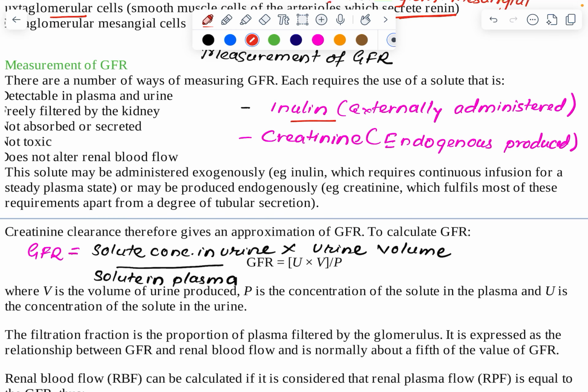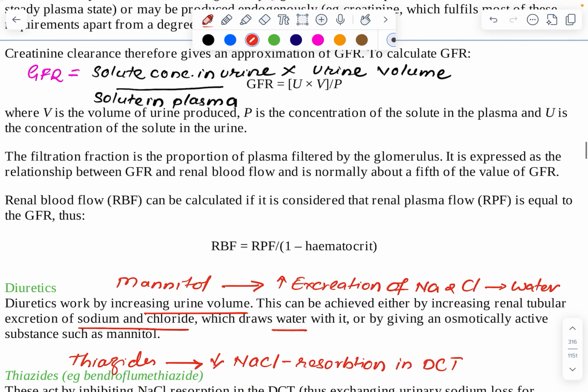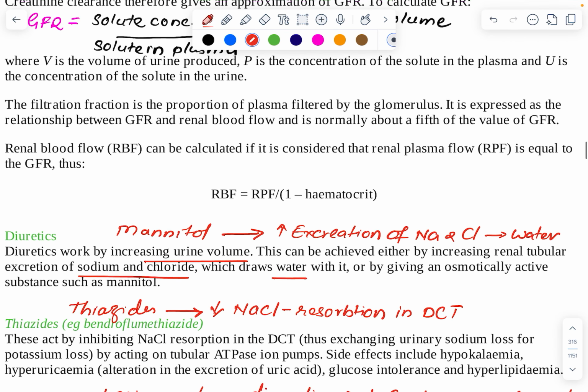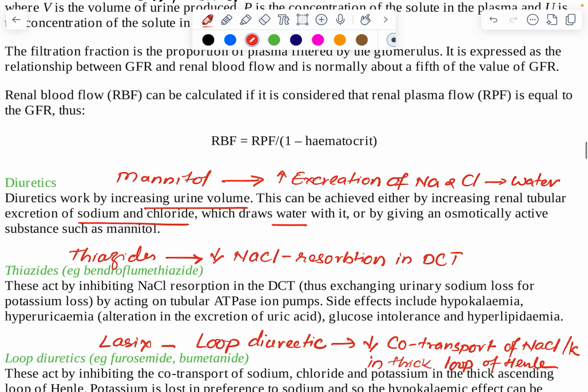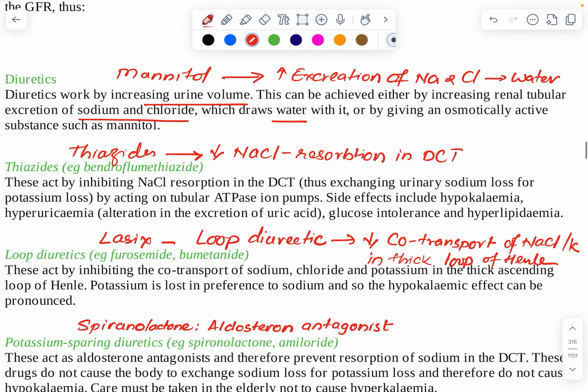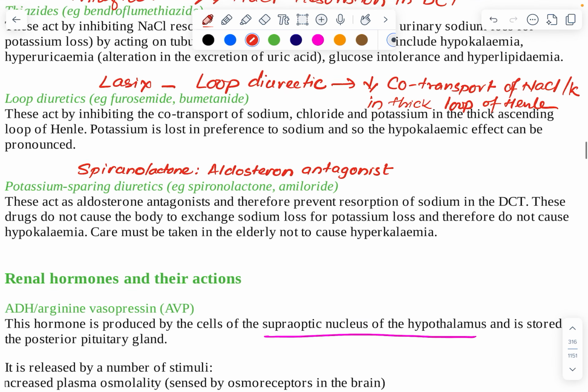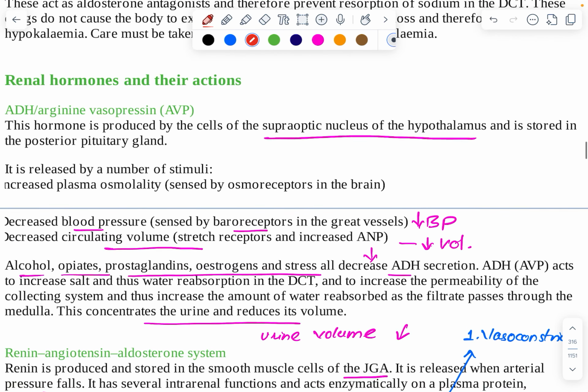Clearance is urine solute concentration divided by plasma solute concentration, multiplied by urine volume. Diuretics, such as mannitol, mainly increase excretion of sodium chloride and water, working by increasing urine volume. Thiazide decreases sodium absorption in the distal convoluted tubule. Lasix is a loop diuretic that decreases transport in the loop, and there are also aldosterone antagonists.